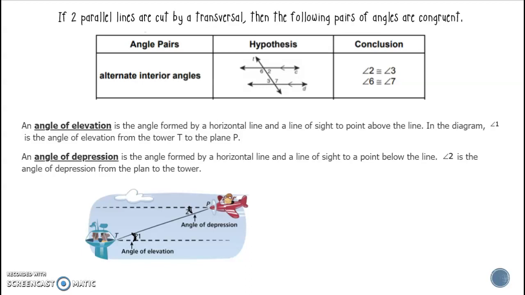An important thing to note is that because the angle of elevation and angle of depression are alternate interior angles, those two angles actually have the same exact measure. Those two angles are congruent. So the angle of elevation is congruent to the angle of depression.